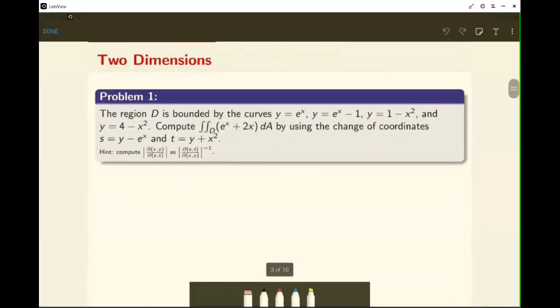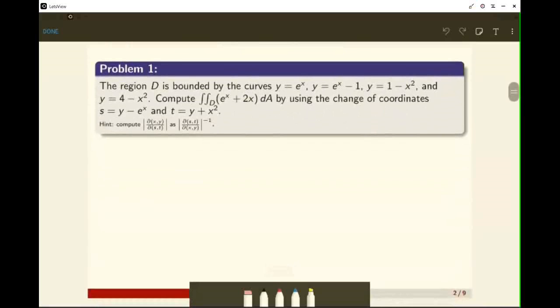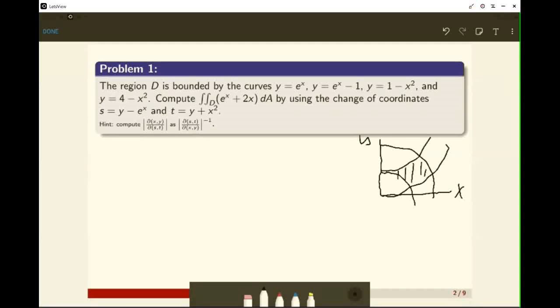Alright, so to do a problem related to this, we can think about a region that we're interested in that's bounded by these curves. I'll draw in xy, we're bounded by the curves e to the x and e to the x minus 1, as well as 1 minus x squared and 4 minus x squared, which is giving us this sort of deformed square in the middle. And we want to integrate over this region the function e to the x plus 2x, which depends explicitly only on x.